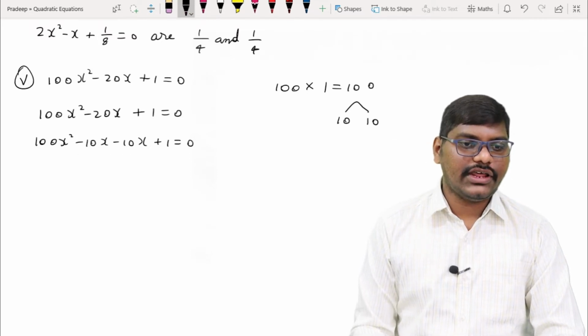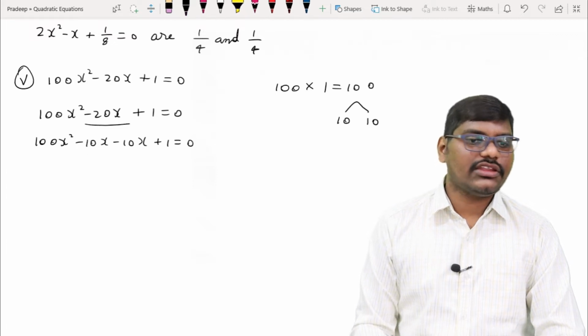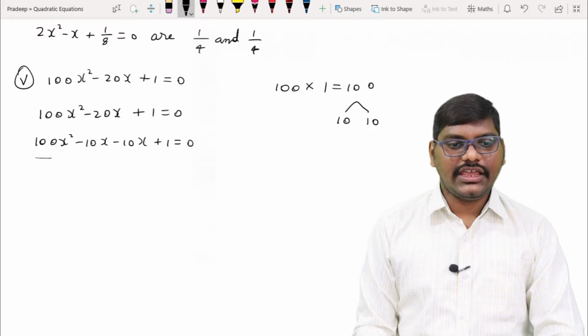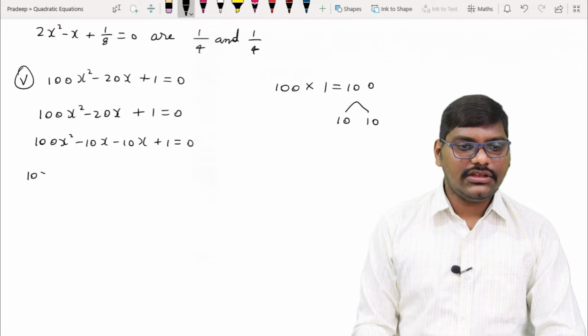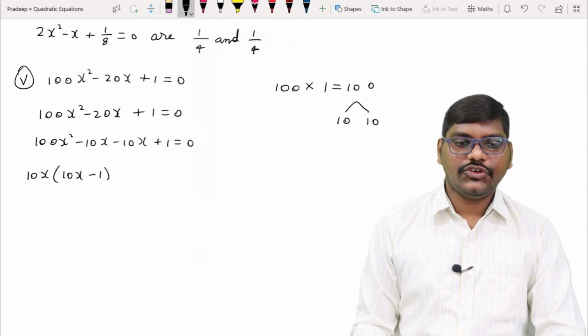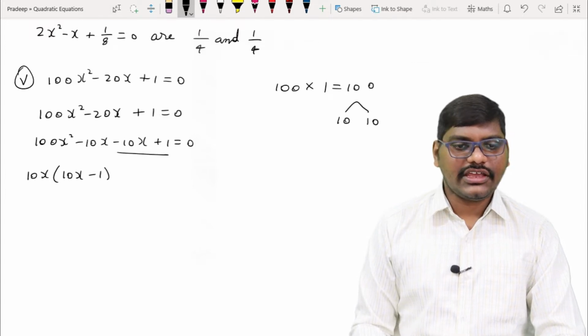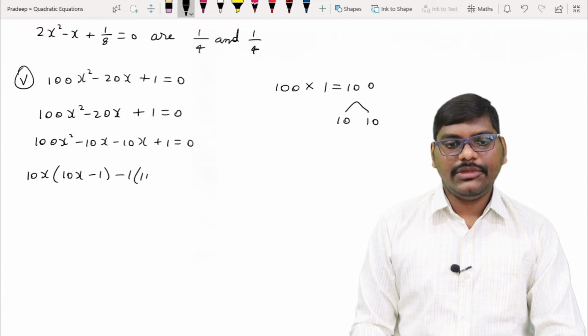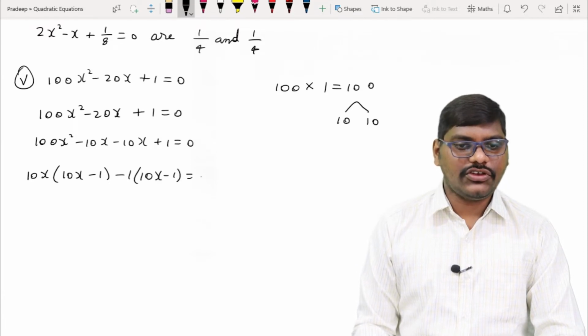So I wrote 10 and 10. So minus 20, in the sense minus 10 is nothing but it was minus 20. So here I can take 10x common. So I'll be remaining 10 tens, it was 100. So I can write 10x minus 1. So here also, I can take minus 1 common. So I'll be remaining with 10x minus 1 equal to 0.